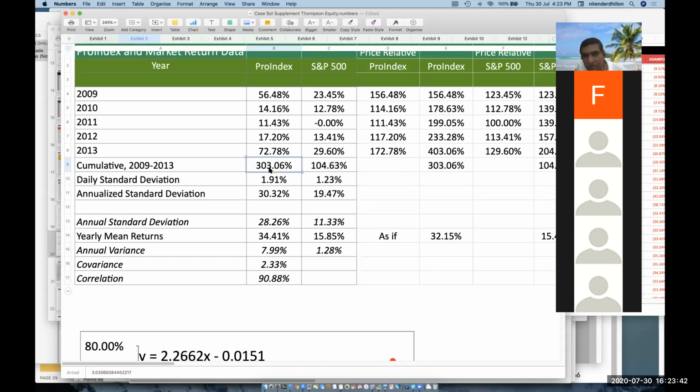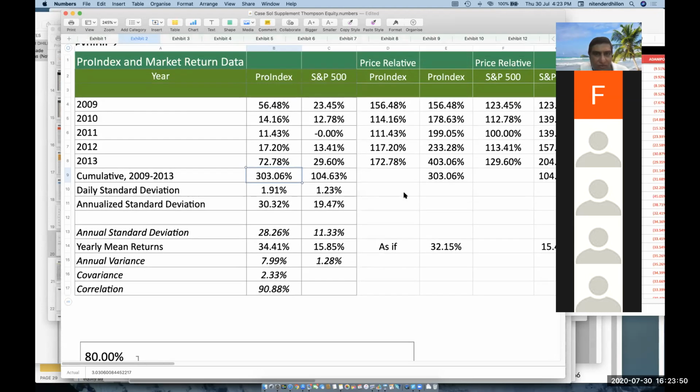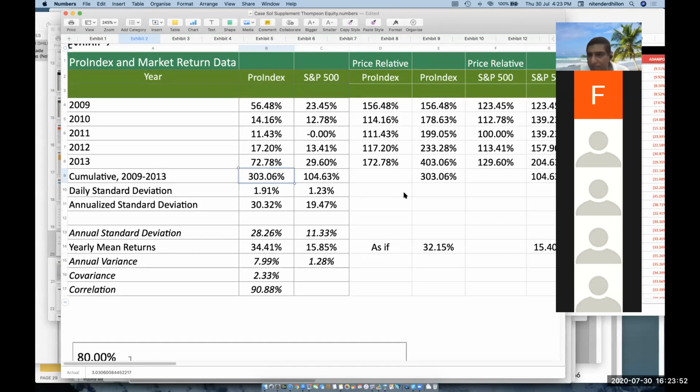Add them. 56 plus 14 plus 11 plus 17 plus 72. No, so we'll take some amount, and every year the percentage change has to be accounted for. So first year, if we started with 100, then it will be 156. Then over that, it's 14%, and then 11%, like that.